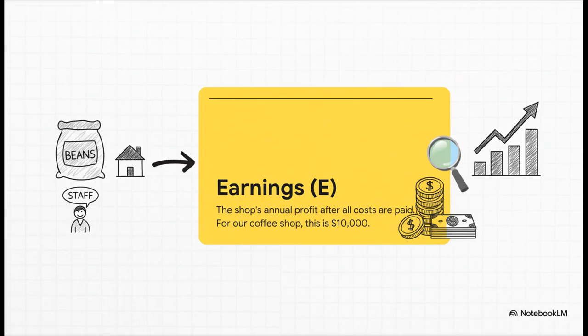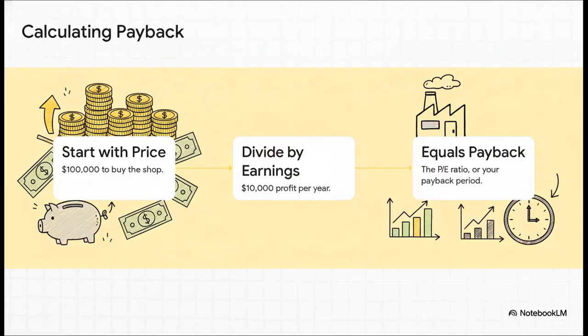Okay, but the price is only half the story. The next question is, how much money does the shop actually make? And I mean real profit. You know, the cash left in your pocket after you've paid for the coffee beans, the rent, the employees, all of it. Let's say this little shop makes a nice steady $10,000 a year in profit. So, the math here is super simple. You just take the price you paid, that $100,000, and you divide it by the profit, or the earnings that it makes every year, that $10,000.